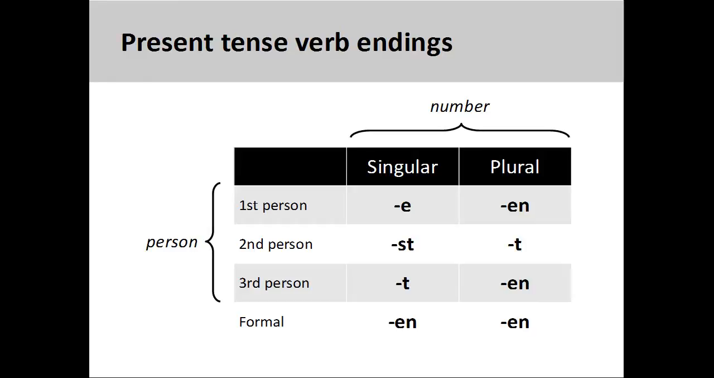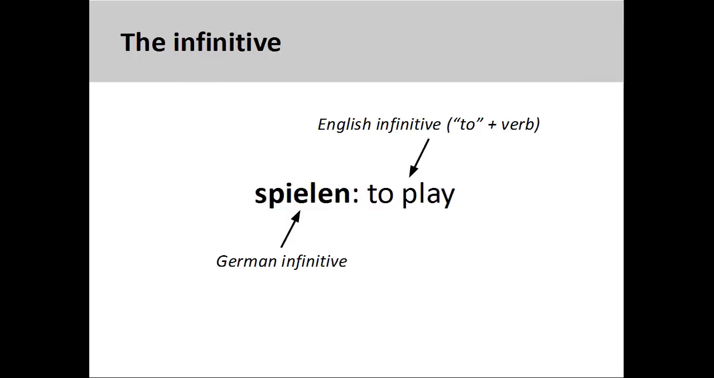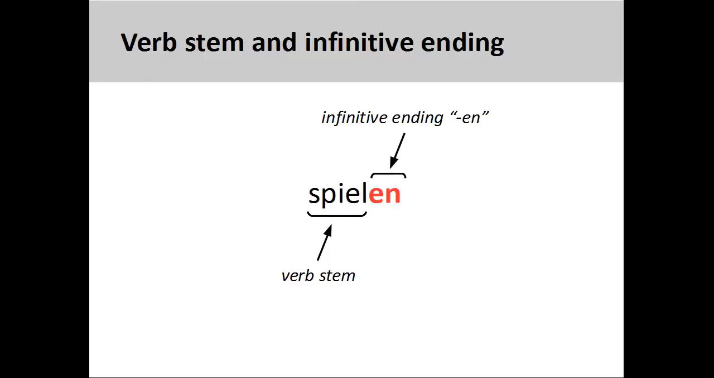As you see on the screen, German has a verb ending for each combination of number and person. It is very important to memorize these endings. To conjugate a verb in German, you begin with the infinitive form of the verb. This is the form that you will find in the dictionary. You will note that English uses to with a verb to form the infinitive, but German does not do this. Instead, German has an infinitive ending, which is attached to the verb stem to form the infinitive. Here the infinitive ending en is attached to the verb stem spiel to produce spielen, to play.